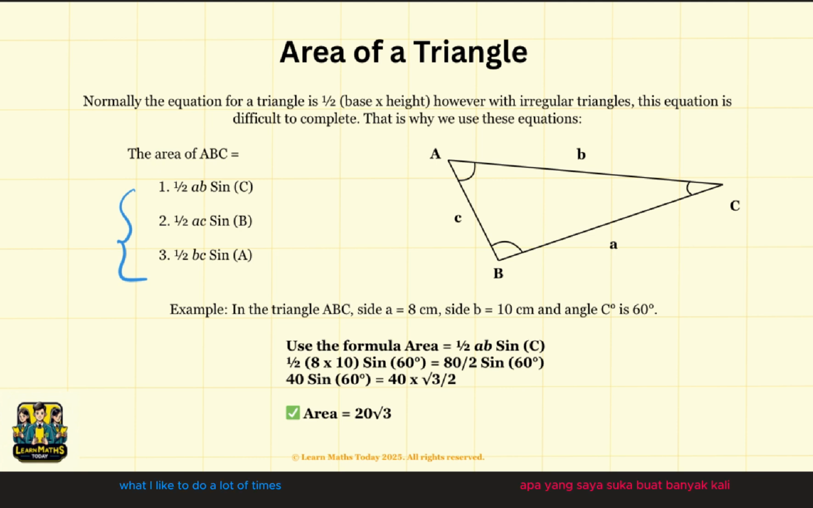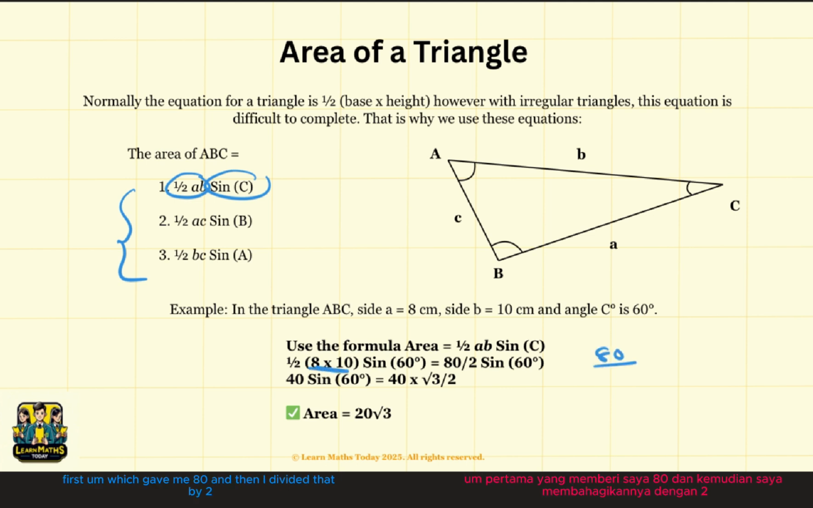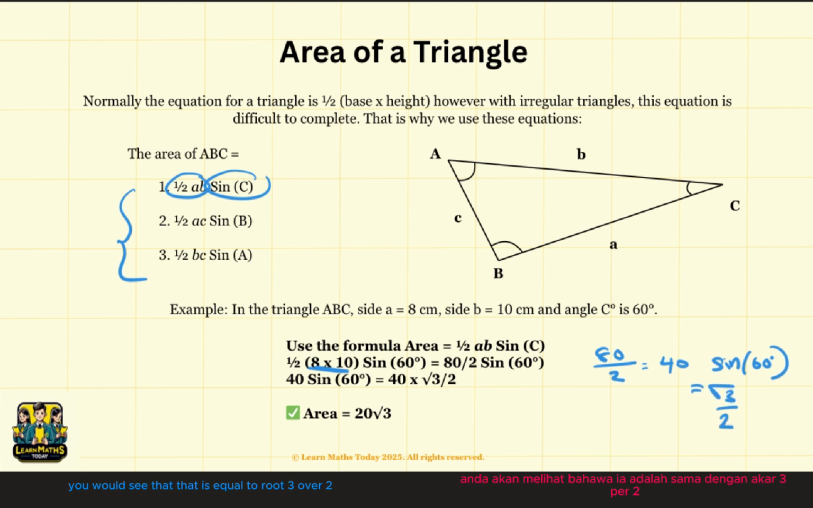What I like to do a lot of times is break up these equations into two parts, where I take this first and then sine after, just because it's a lot easier to use whole numbers on one side and then figure out sine by itself. So here what I did was I broke down 8 times 10 first, which gave me 80, and then I divided that by 2, which is 40. And then I went in to solve sine of 60 because that's its own problem. And using the unit circle, you would see that that is equal to √3/2. So then you have 40 times √3/2. When you cross everything out, that's going to give you 20√3, which would be the answer to our area for this specific question.